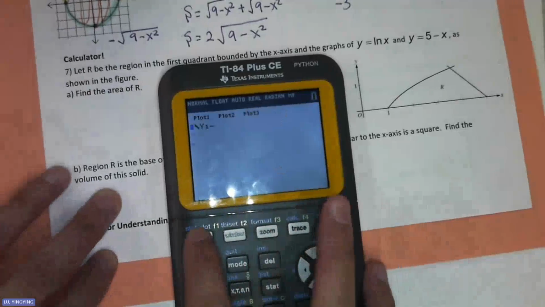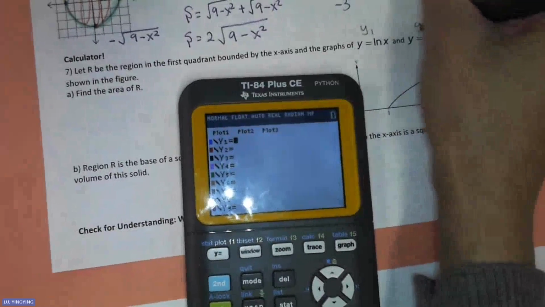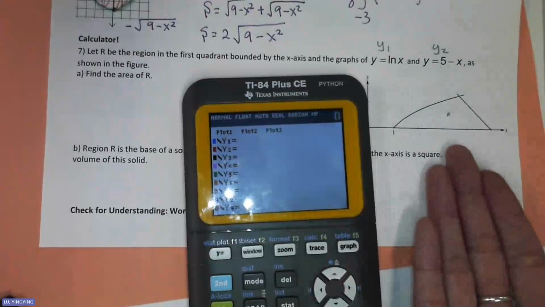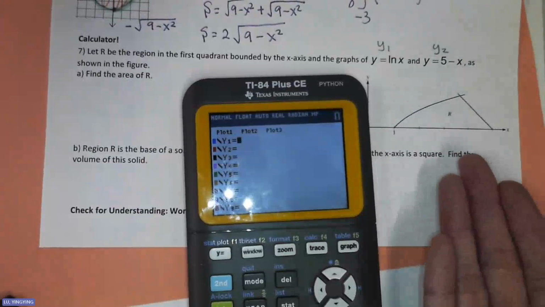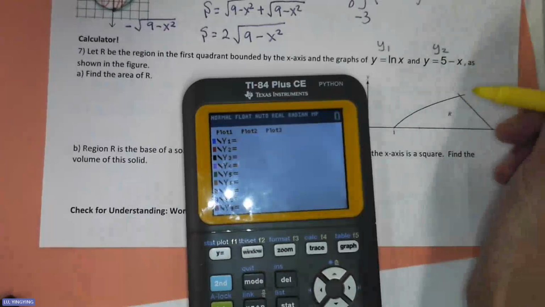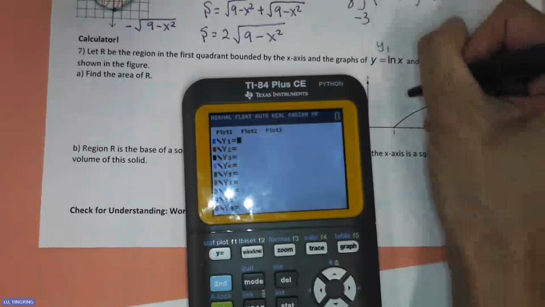All right, first things first, put this in your calculator. And then remember which one's which. Oh, by the way, when you look at the curve, can you tell which one's natural log of x and which one is 5 minus x? Which one's which? Yes, 5 minus x on the right, and natural log of x is the one on the left, right?